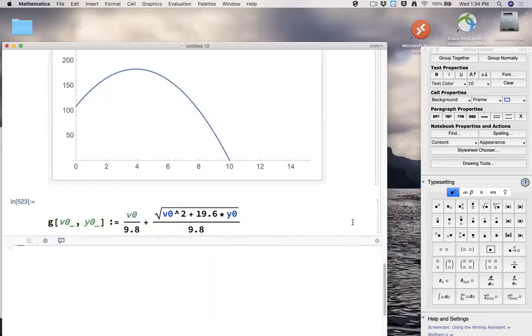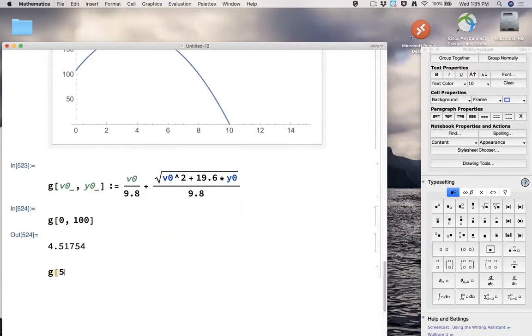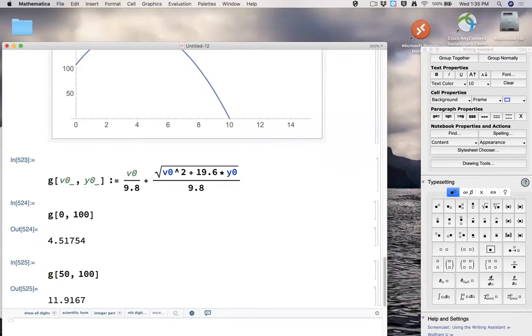Yeah, I can use this function to predict when I hit the ground. I can type in v0 is 0, y0 is 100, and get our original solution to when it hits the ground. What was it? 4.52 seconds. Let's see if that works. 4.52 seconds. But I could type in some other initial velocity, like positive 50, and initial height, like 100, and figure out the time when it hits the ground. 11.92 seconds.